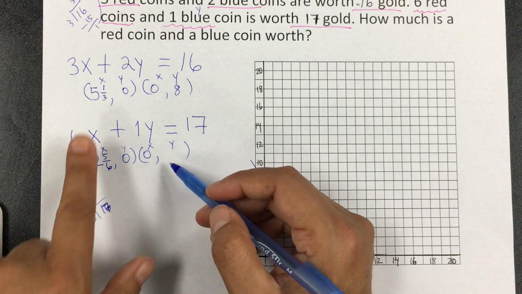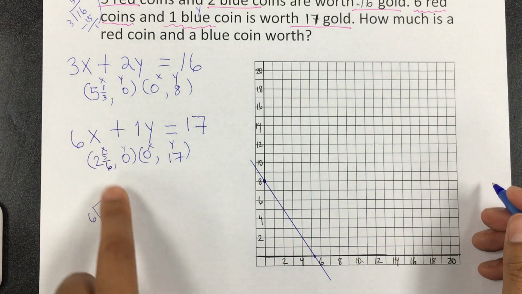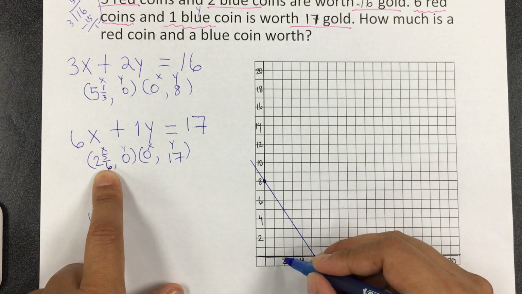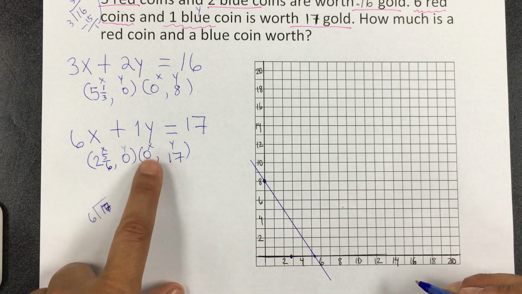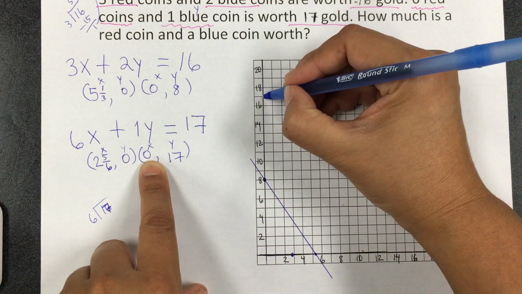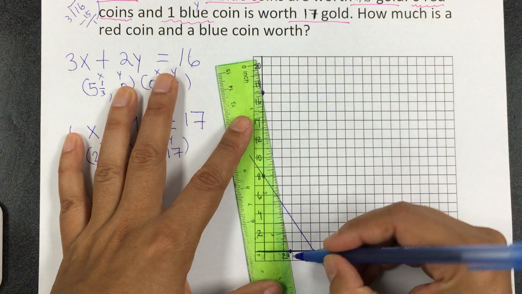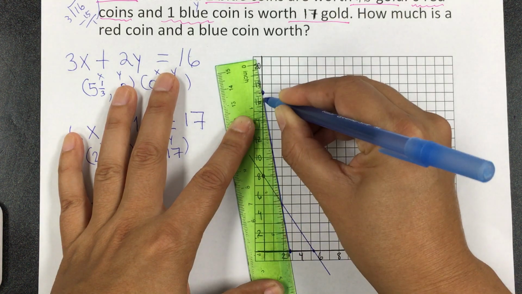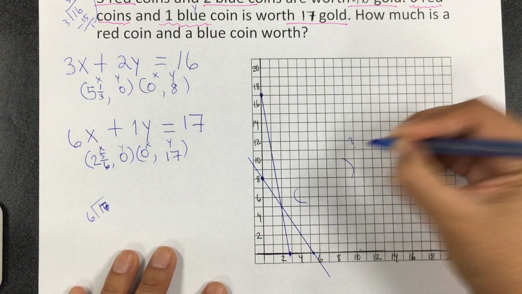Okay, for the next one, x is 0. So y is 17 divided by 1, which is 17. So 2 and 5/6. 5/6 is almost a whole. So it's going to be 2 whole ones plus almost the entire part of the next square. It's right there. And then 0, 17 is right there. I connect the points. And my solution, again, this could be a question mark.